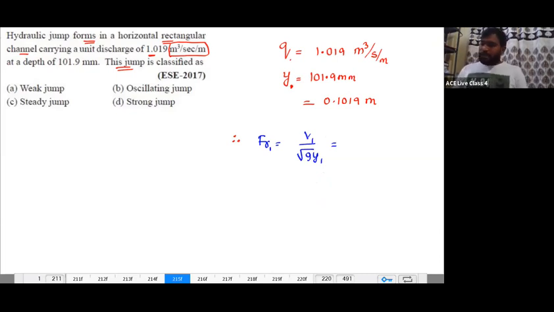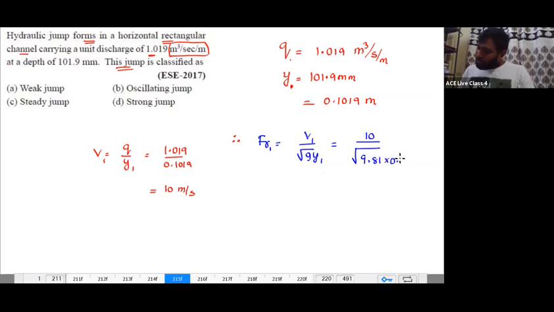Now if you observe the velocity, what is the velocity here? Velocity is nothing but Q by Y1. Yes or no? So 1.019 by 0.1019, which is going to be 10 meter per second. Observe here, this is 10 by root of 9.81 into 0.1019. I am not using any calculator, but you know very well, this is root of 9.81 into 0.1019. Forget about the 1019.